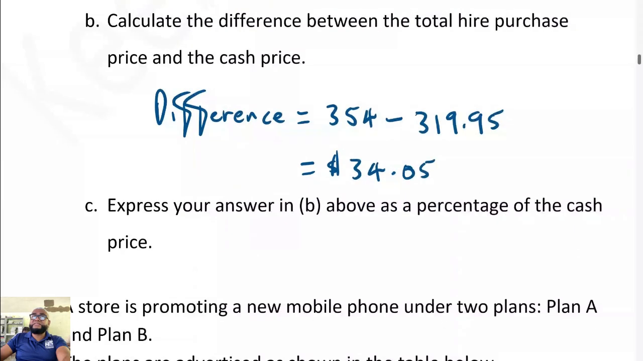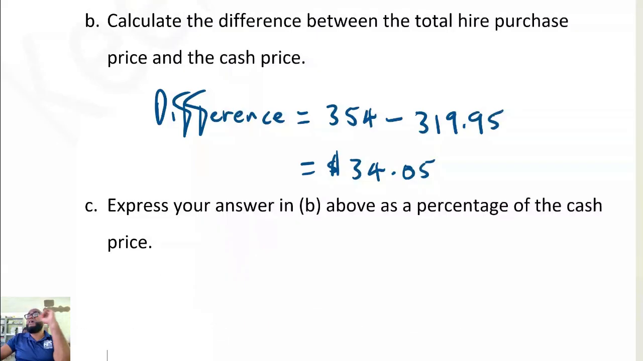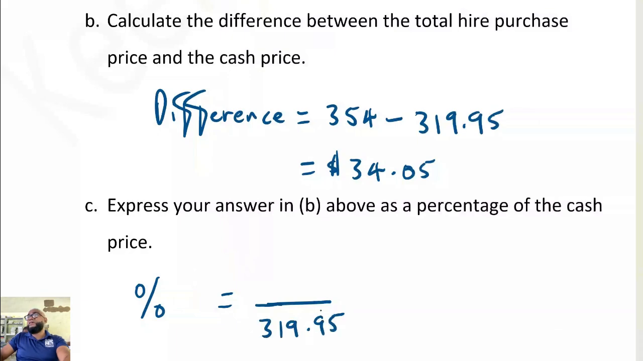What does the next part of the question ask us? It says to express your answer above as a percentage of the cash price, right? So this is the percentage we want to find. So the percentage, whatever it's of, goes underneath, right? Of is what comes underneath. So they said of the cash price. Who can remember what the cash price was? $319.95, right? So the is actually my answer in B.